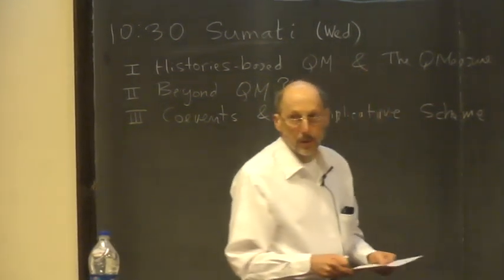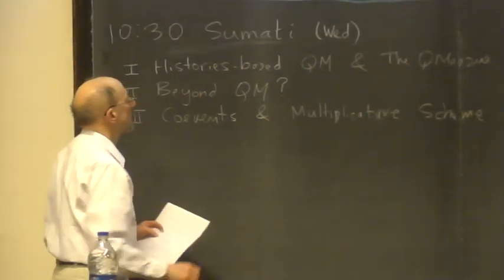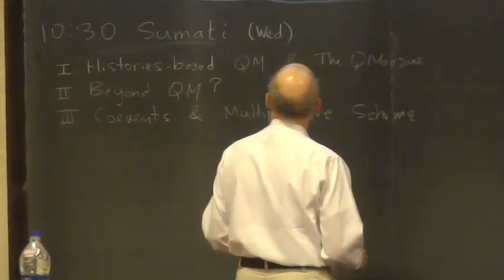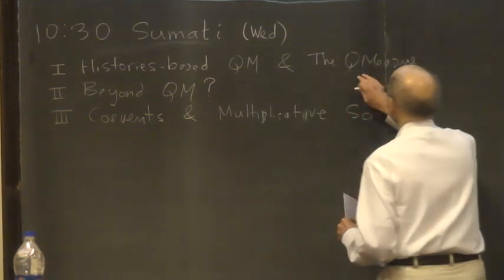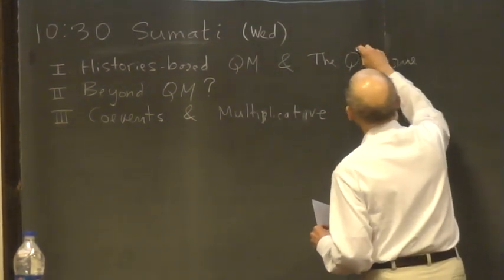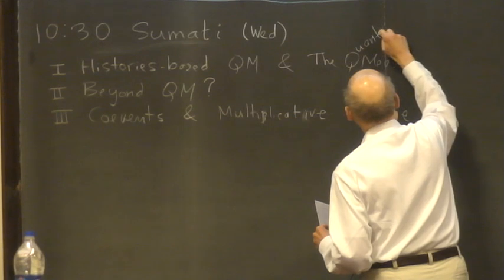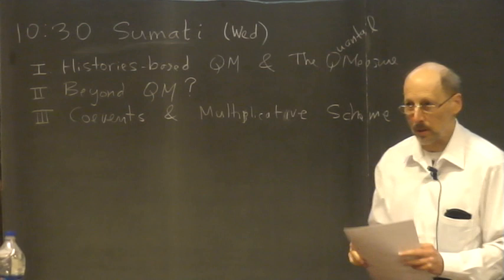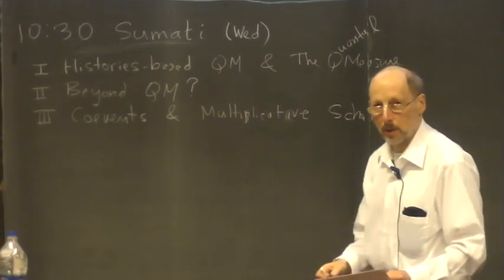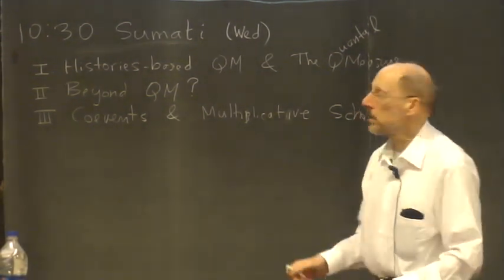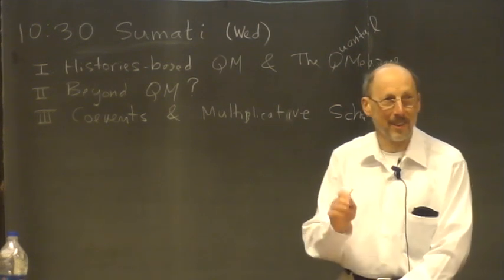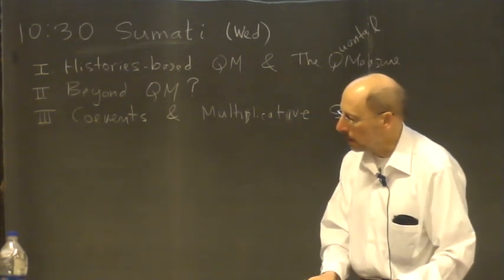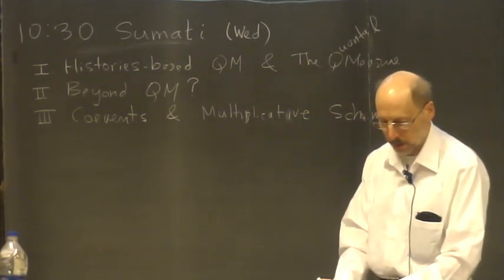So let me start with the first point, histories, first topic. What do I mean by histories-based quantum mechanics and what is the quantum measure? I never know whether to call it, there's two adjectives for quantum mechanics. One is quantum, and the other is quantal. So I never know which one to use. You can call it the quantum measure, or the quantal measure. Quantal seems to be more in use in European context, by European writers, French writers especially.